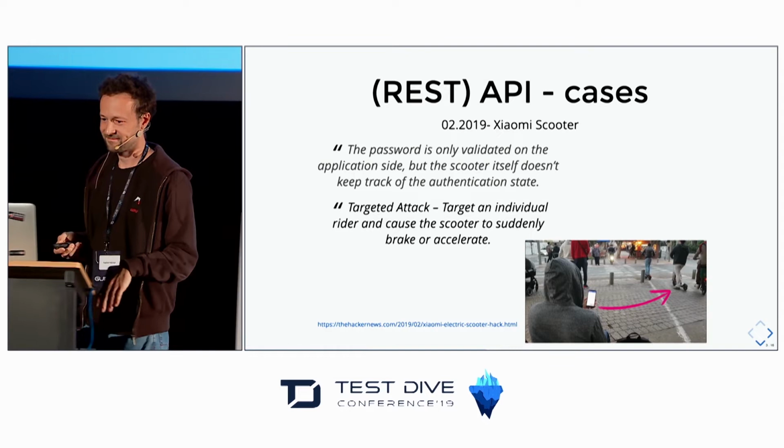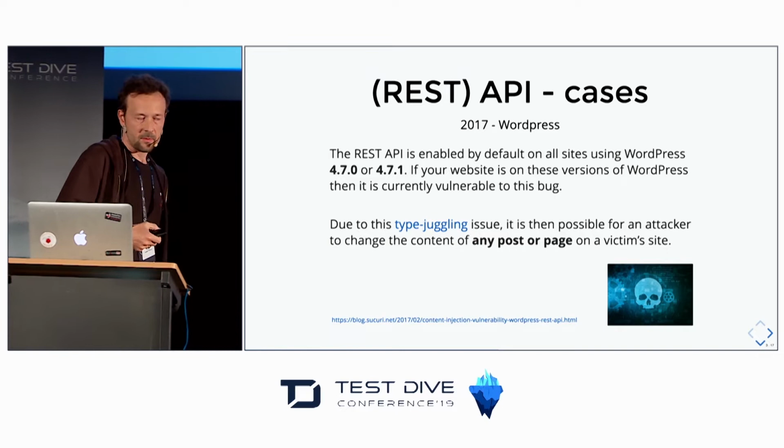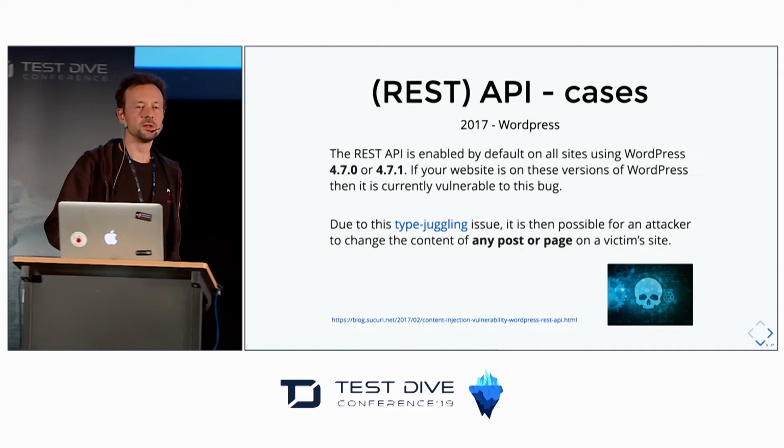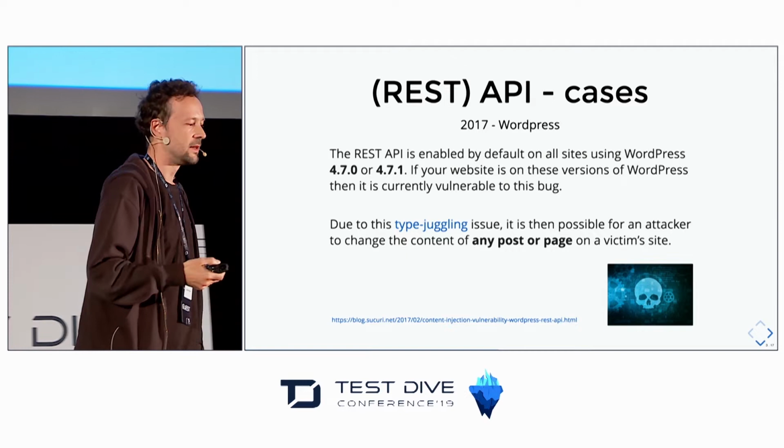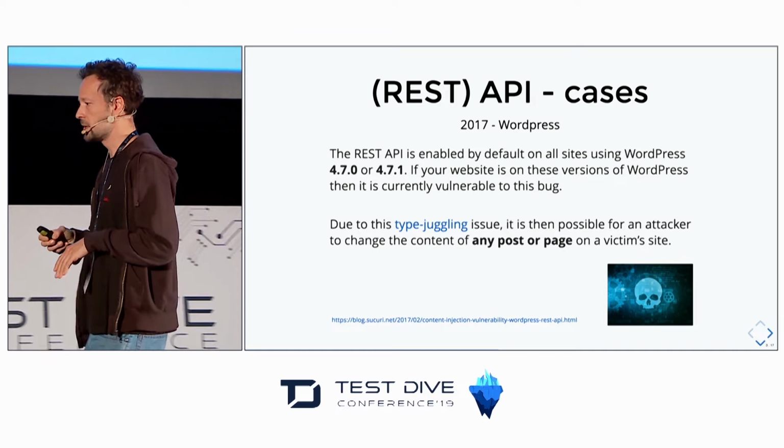Pretty crazy. All right, this is a bit old bug, but really, really interesting. In 2017, WordPress introduced a new API, and they introduced new bugs, new vulnerabilities. And this vulnerability allowed for editing every single page on the target WordPress without any authentication. So it's pretty severe. How did it work?